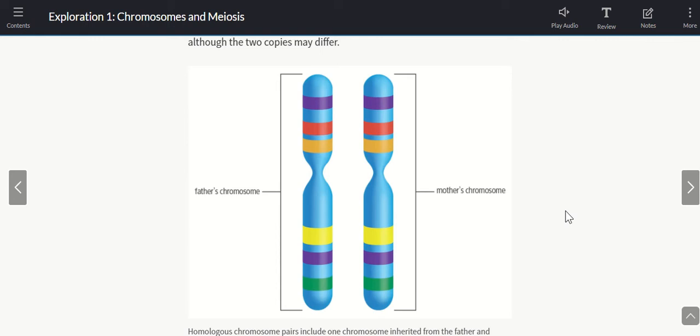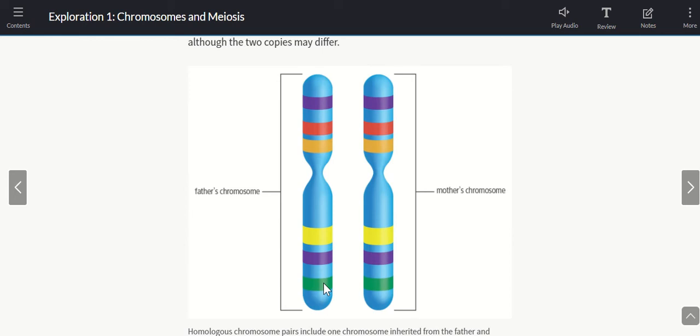For example, if this is a chromosome, let's just say the yellow band is where the DNA for hair color is. Well, your dad might have brown hair and your mom might have blonde hair. And so although it contains the same type of information, the actual details associated with that section of the chromosome could be very different. And the same is true for the rest of our physical traits.